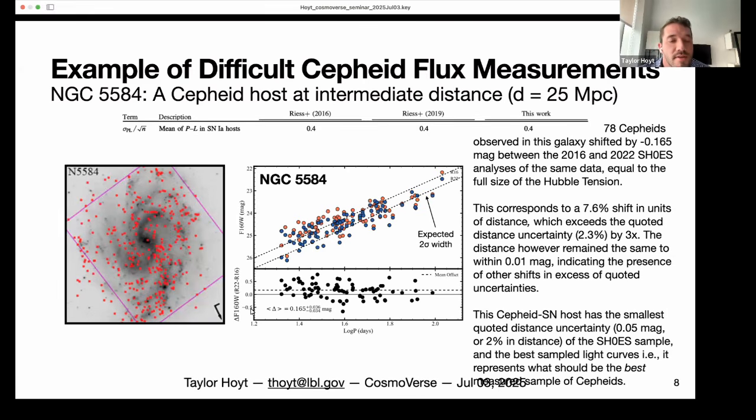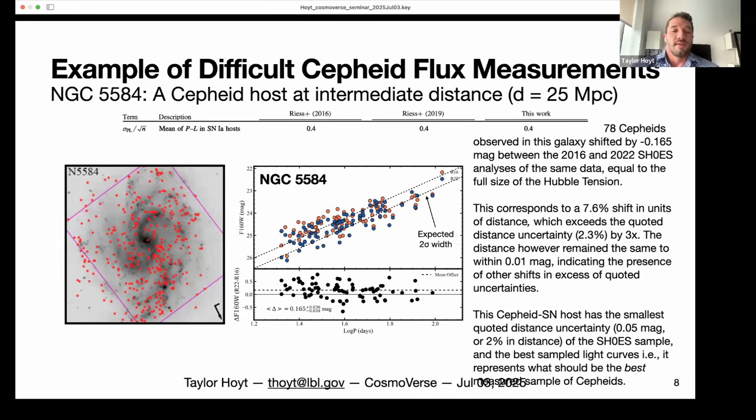Here the residuals are in magnitudes. So one magnitude is a factor of 2.5 in flux. So the full range here is actually one magnitude. So the estimated flux of these Cepheids from the same HST data, two analyses of the same HST data, are varying by nearly a factor of 2 on the extremes.